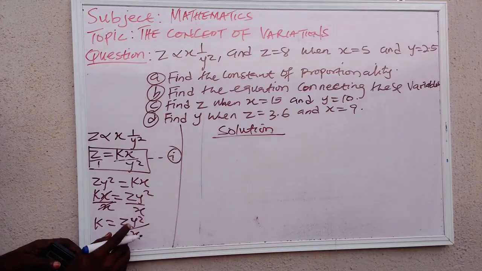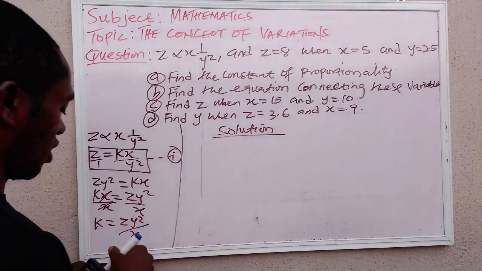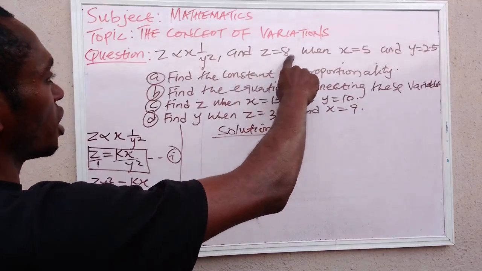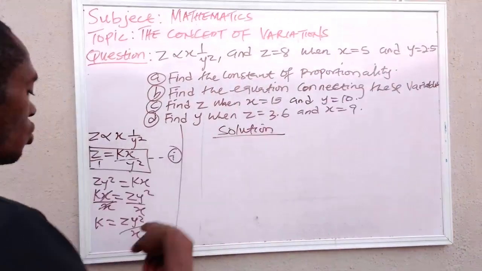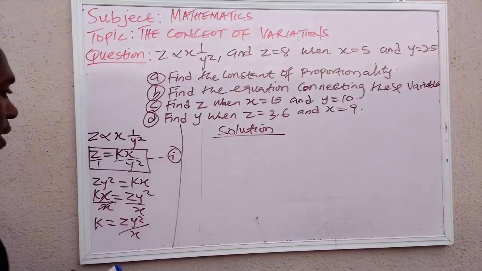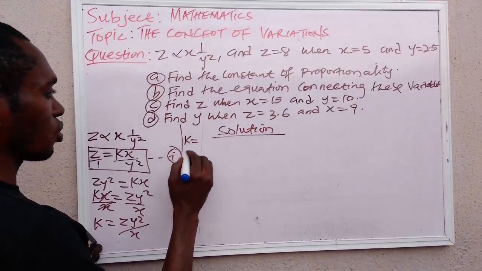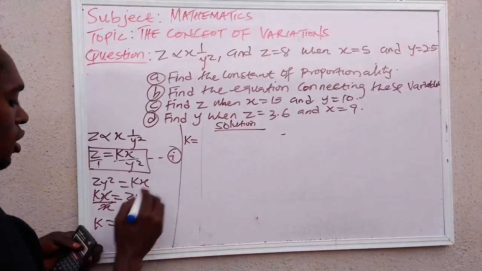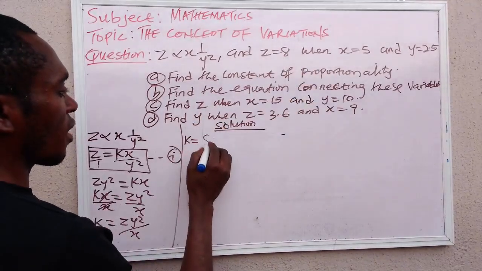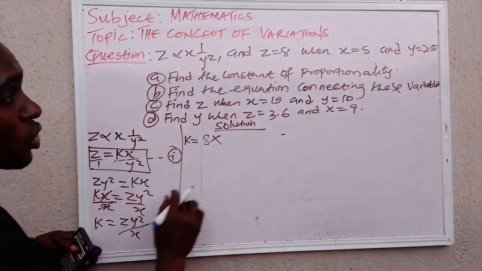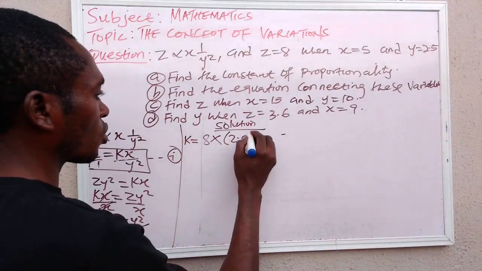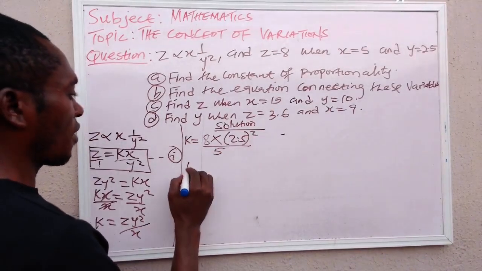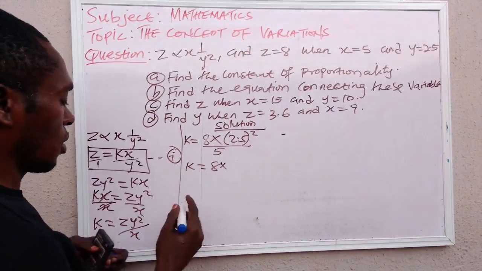Now we'll replace back what we have into this to get the value of k. We have z equals 8 when x is 5 and y equals 2.5. So we'll use these values to get our k. So we have k equals, z here is 8, so we have 8 times, what is our y? y is 2.5. Don't forget it's squared. Over x, which is 5. So we have k equals 8 times 2.5 squared over 5.